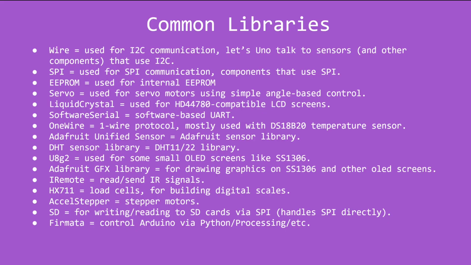You've got HX711, that's load cells for like building digital scales. Stepper, that's for stepper motors. SD for writing and reading to SD cards via SPI. The good thing about it is the SPI stuff is built directly into that library. Firmata, that's for if you want to control Arduino with external software, Python, Processing, etc. There's plenty of others, but I wasn't going to spend 20 slides going over them. But this is a pretty good list of stuff you'll encounter in early tutorials.